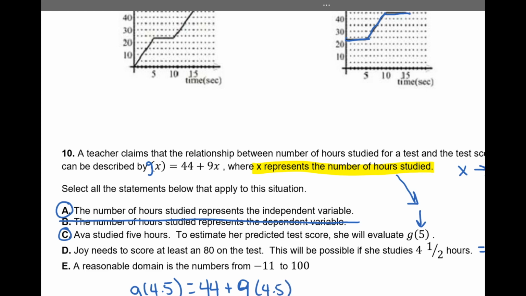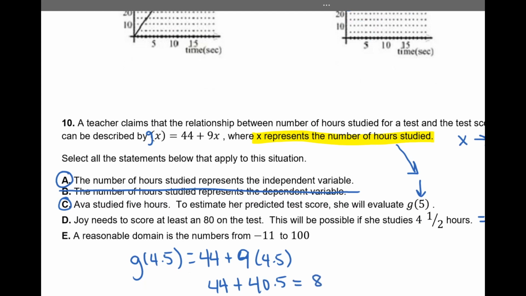All that I did was I replaced x with 4.5, so my input is going to be 4.5. Now let's multiply the 9 times the 4.5, which is going to give you 40.5. You're going to add that to 44, which is going to give you an answer of 84.5. So would that be a true statement? Yes, because she would score an 84.5.